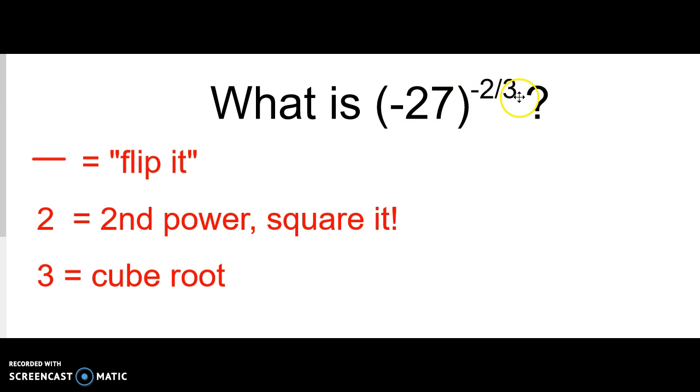Okay, so I want the cube root of negative 27, which is negative 3. Okay. Then I think about, all right, what's easiest to do next? I'm going to go ahead and square it next, which gives me a positive 9. And then last, I'm going to find the reciprocal, which is 1/9.